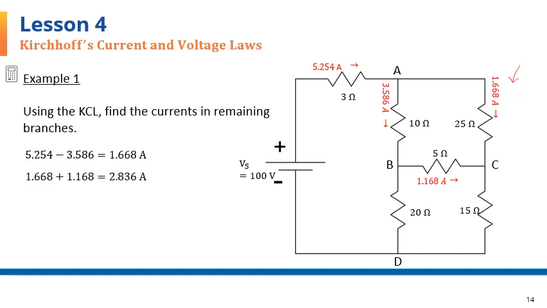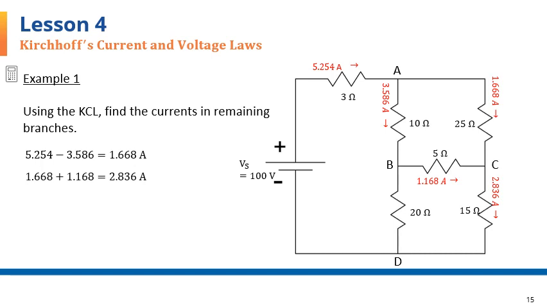Focusing now on node C, there are two currents flowing into the node. And so the current of branch CD, this one, has to be equal to the sum of those two currents coming into the node. The only current going out of the node has to carry the sum of the two. And you can see that sum here results into 2.836 amps for this branch from C to D.